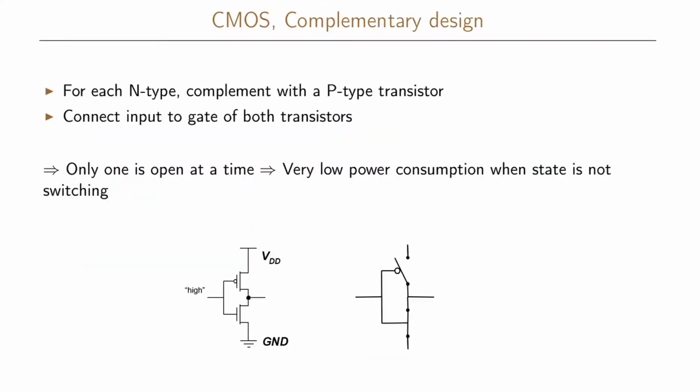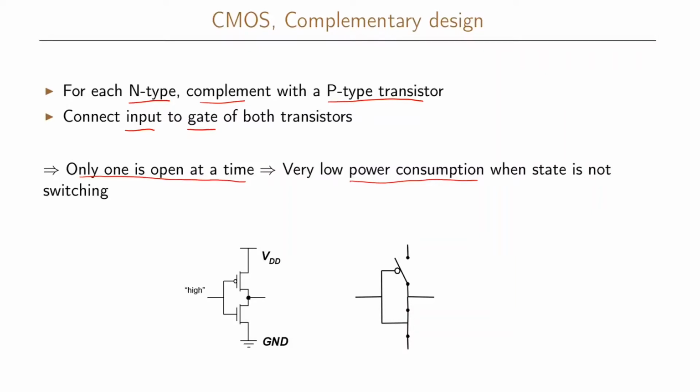So for our CMOS design or our complementary design, what we do is that we use both N-type and P-type transistors. So for each N-type transistor, we are going to complement this with a P-type transistor. And what we do is that we connect the input to the gate of both of our transistors. The idea of doing this is that only one of the transistors will now be open at a time. So we will never have a short circuit between the voltage and the ground, which means that we will have very low power consumption when the state is not switching.